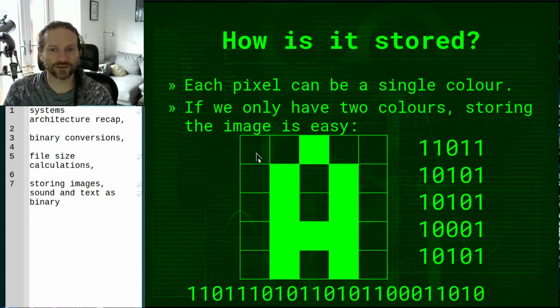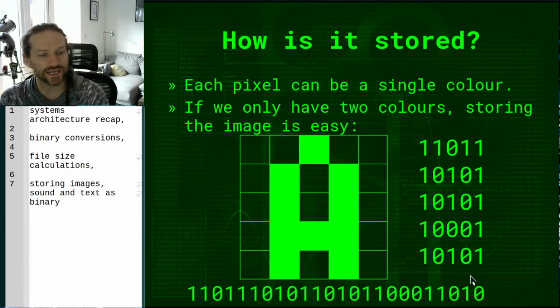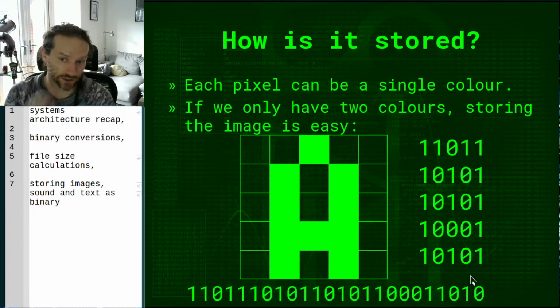The first pixel is 1, the second pixel is 1, the third pixel is 0, the fourth pixel is 1, the fifth pixel is 1. On the next row, we've got 1 0 1 0 1. The next row, 1 0 1 0 1 1 0 0 0 1 1 0 1 0 1. We don't store it in blocks like this though. It's just a long stream of binary like that. There will be additional data about the height and width in pixels of the image.